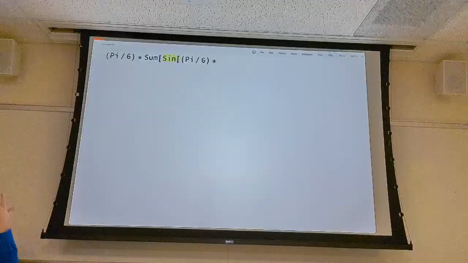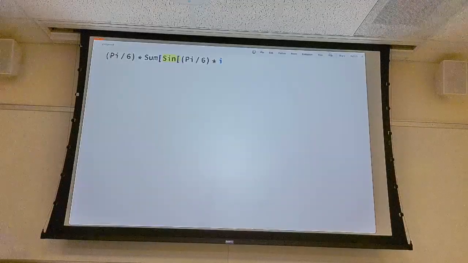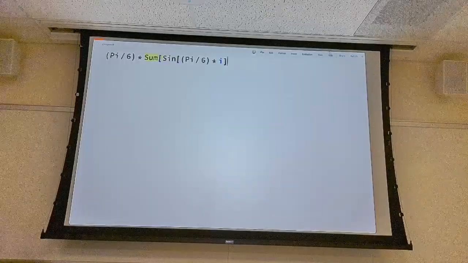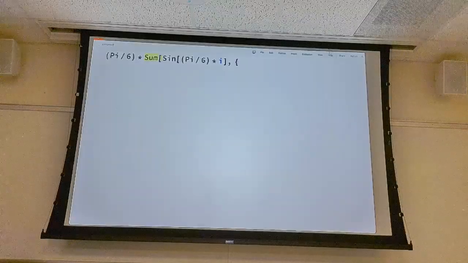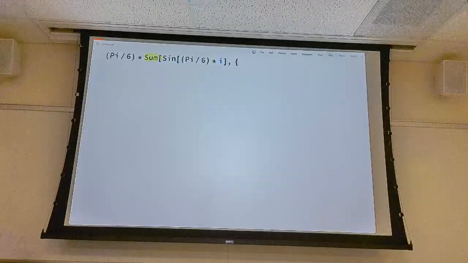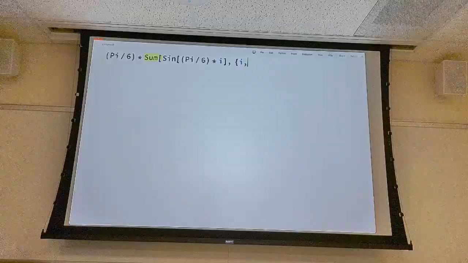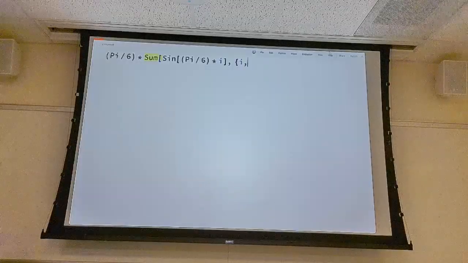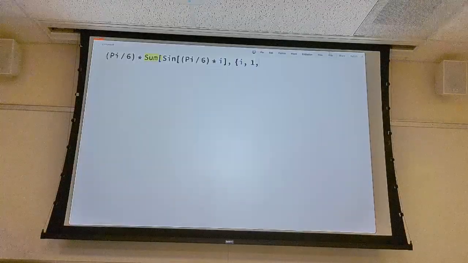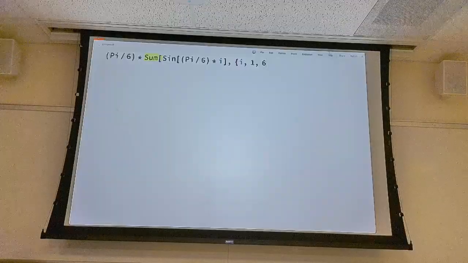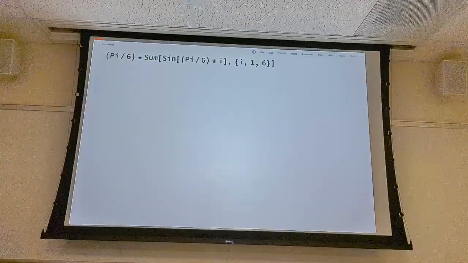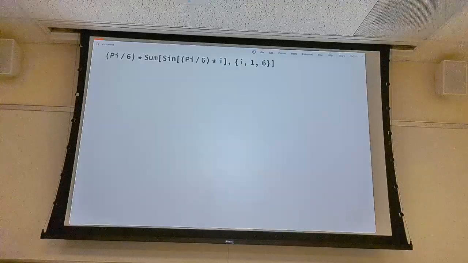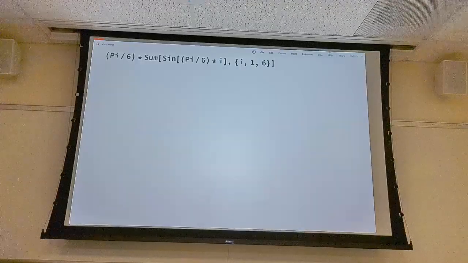times, what do you want our variable? We're going to stick with I, comma, braces. What's the dummy variable? What is its lower limit? What is its upper? That's the sum from 1 to 6, sine of pi over 6 times I.